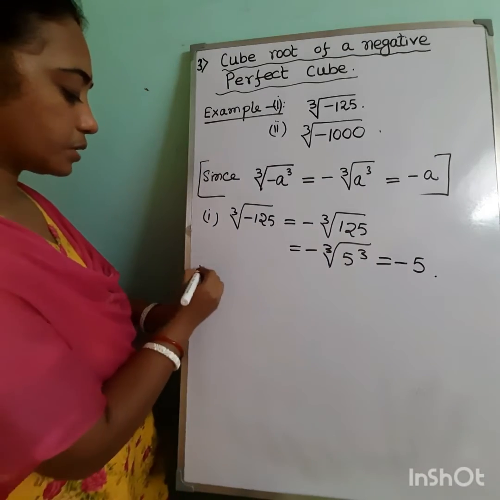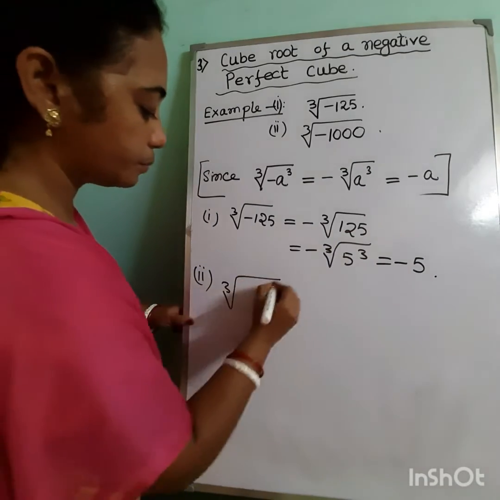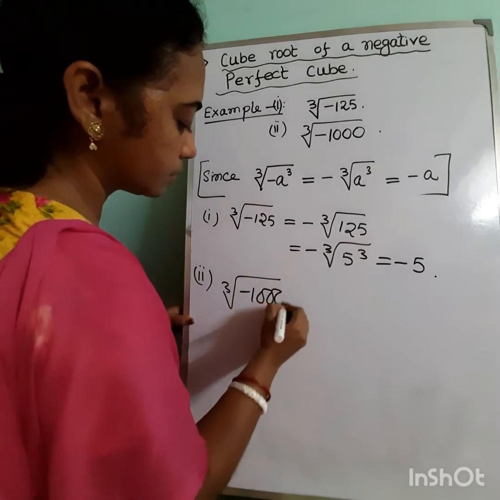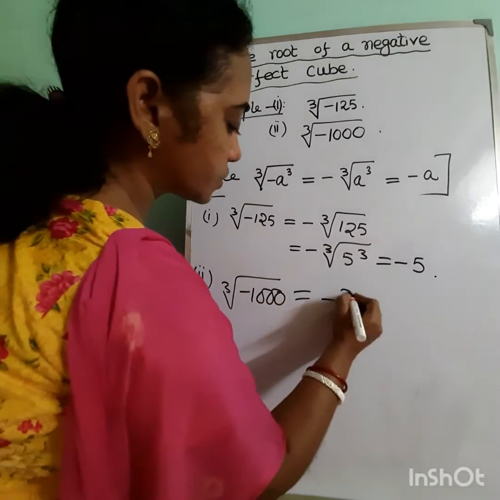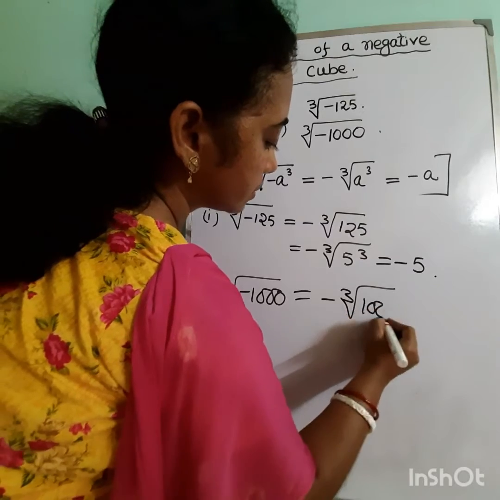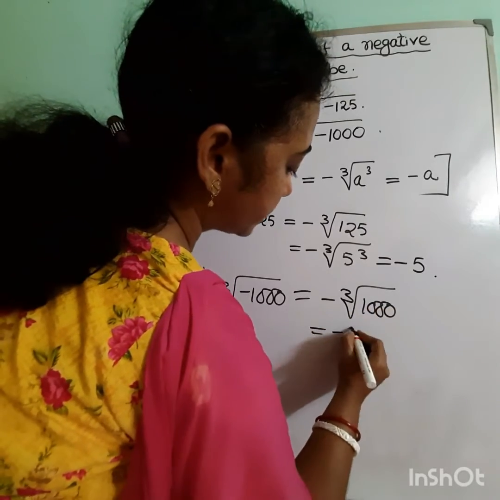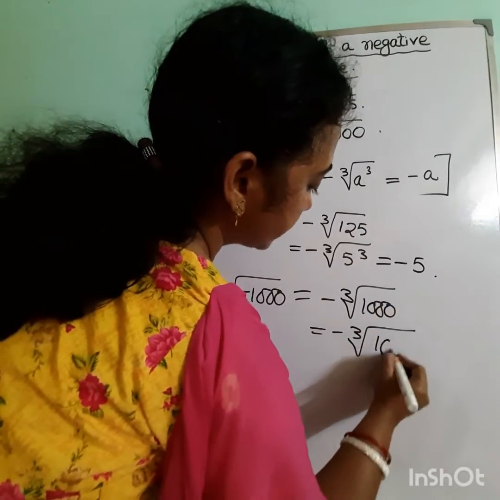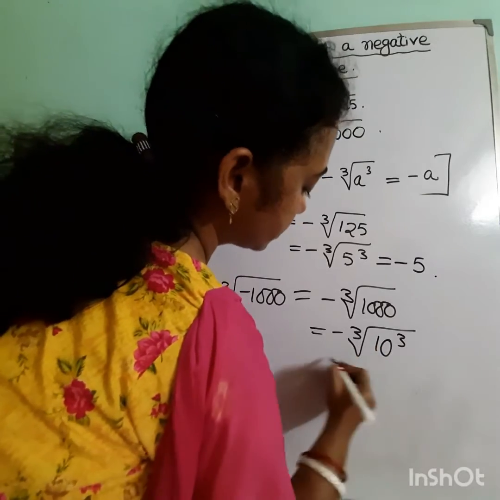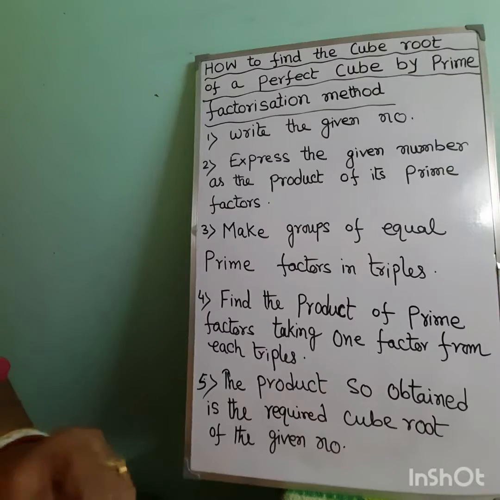Come to the next question. The cube root of minus 1000 is equal to minus of the cube root of 1000, and we know that 1000 is the cube of 10. So this becomes minus 10.